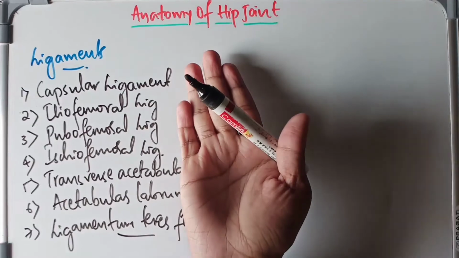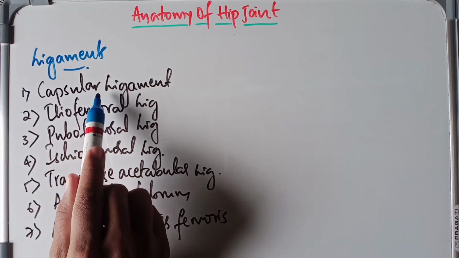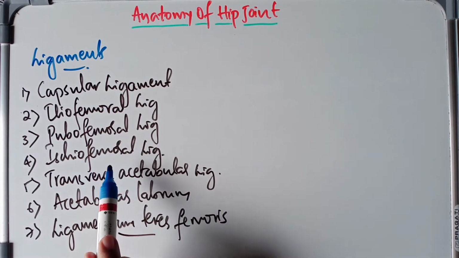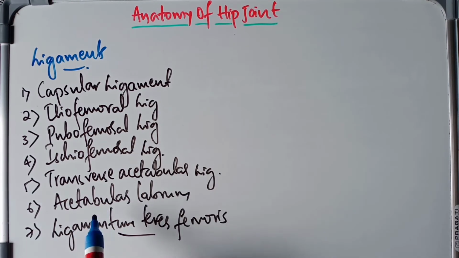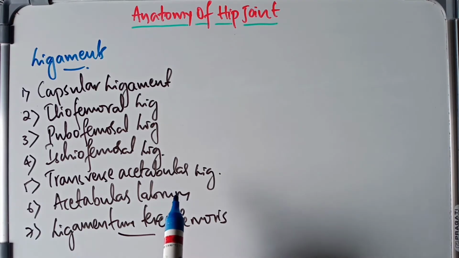So what are the different ligaments of the hip joint? We have the capsular ligament, iliofemoral ligament, pubofemoral ligament, ischiofemoral ligament, the transverse acetabular ligament, acetabular labrum, as well as the ligamentum teres femoris. So these are the different ligaments that help in the stability of the hip joint.